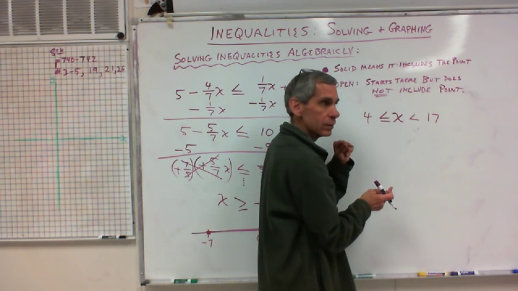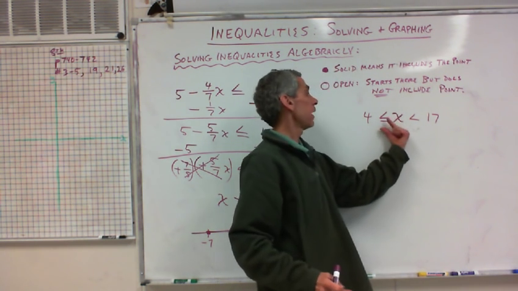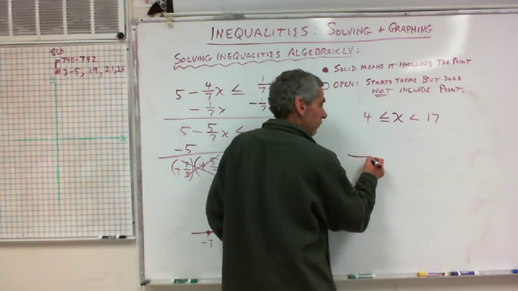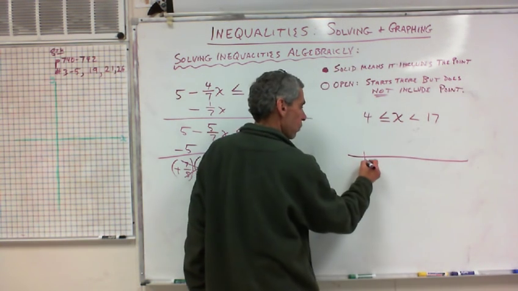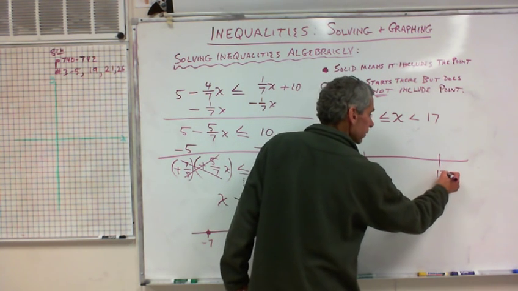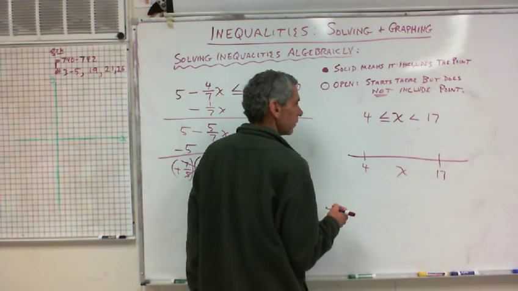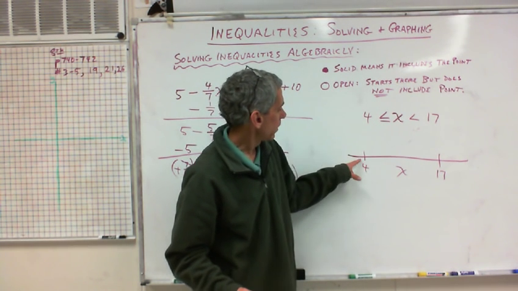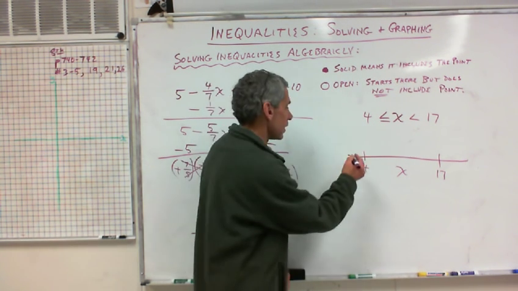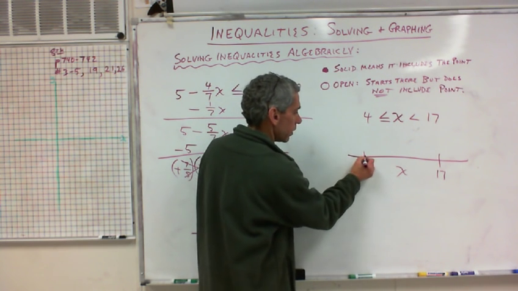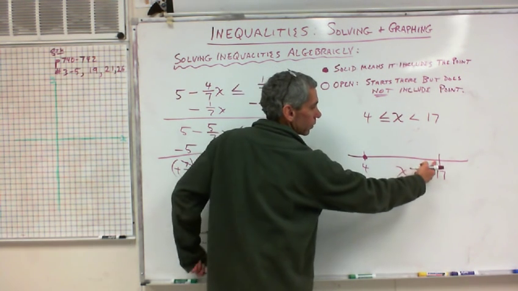Does that make sense? So x is greater than or equal to 4, but less than 17. So the way you graph that, here's 4. I don't need a 0. Here's 17. X is everything in between. What do I put here? A solid dot, because x is greater than or equal to 4. And then what do I put here?